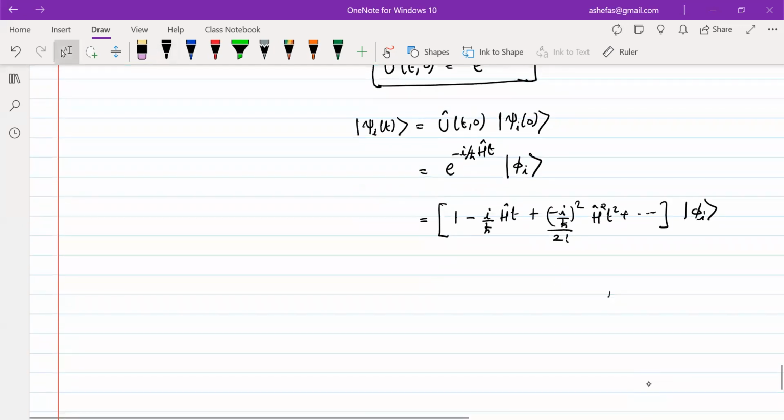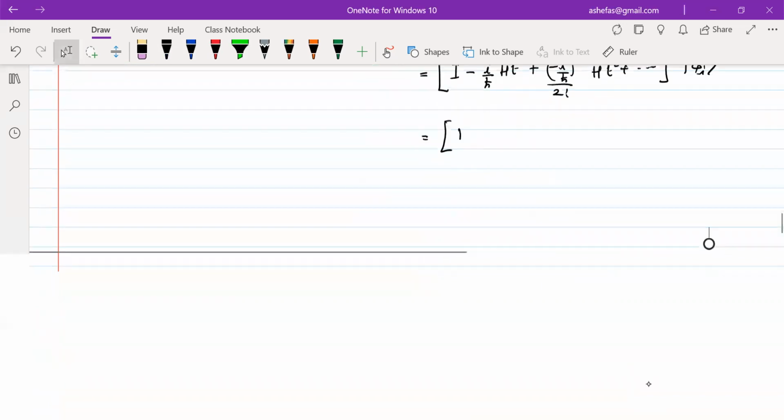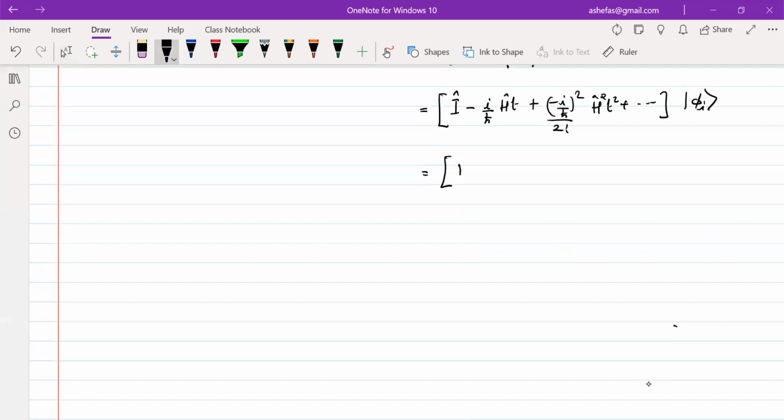Acting on ket phi i, this would give 1, the identity operator, acting on ket phi i would give ket phi i. Minus H acting on ket phi i would give Ei ket phi i. So this can be written as minus i by h cross Ei t, then minus i by h cross squared by 2 factorial, H squared acting on ket phi i would give Ei squared t squared, plus etc.